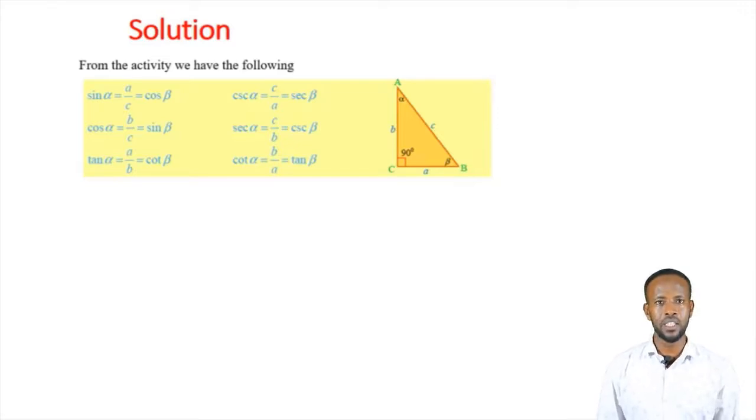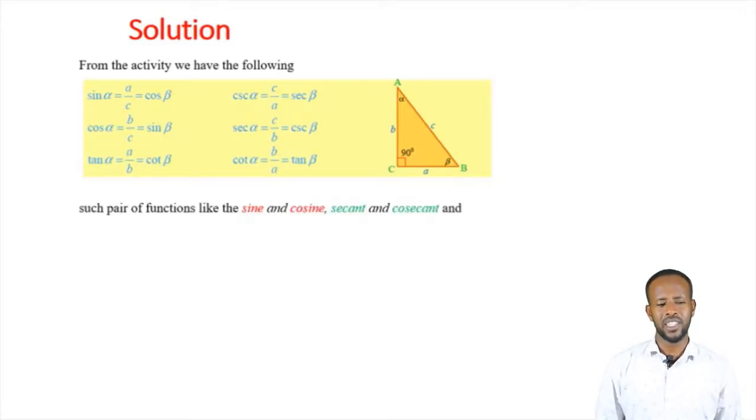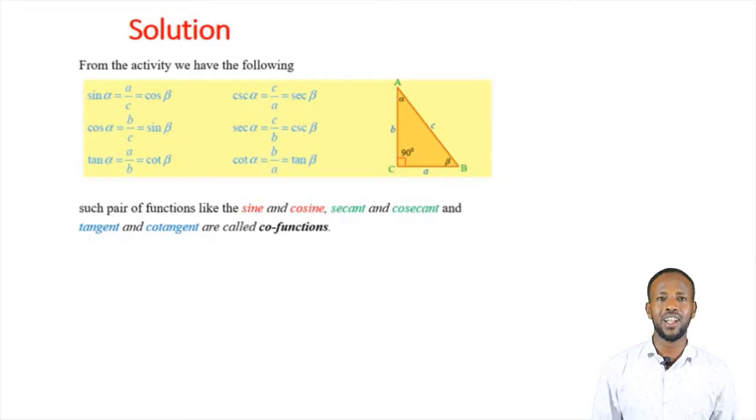Also secant and cosecant. Look, secant and cosecant. They are cofunctions. Such a pair of functions is like sine and cosine. Look, sine and cosine. It has a co. Again, secant and cosecant. And tangent and cotangent are called cofunctions.